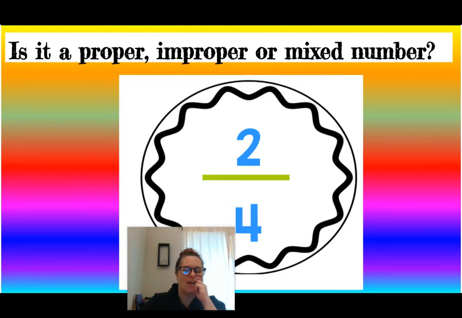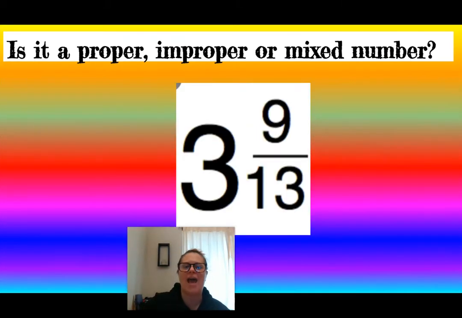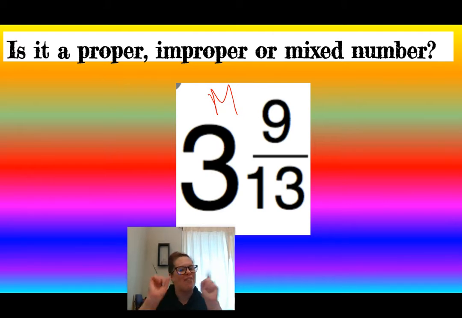Alrighty, how about this one? This one is a proper fraction. And rounding us off with our last one here is this one. And it is what? Yeah, it's a mixed number. I'm hoping you know that's a mixed number because of that whole number and that fraction.